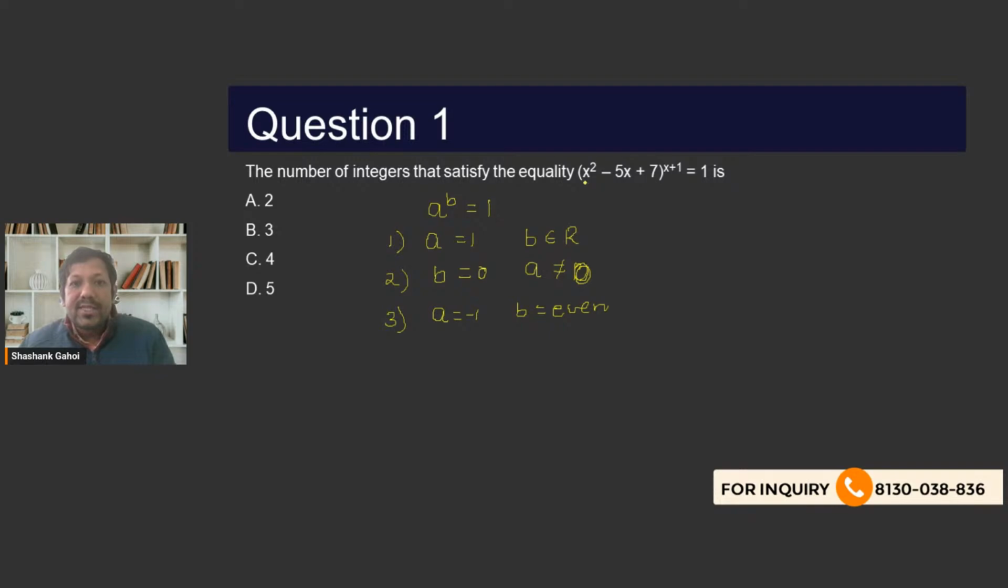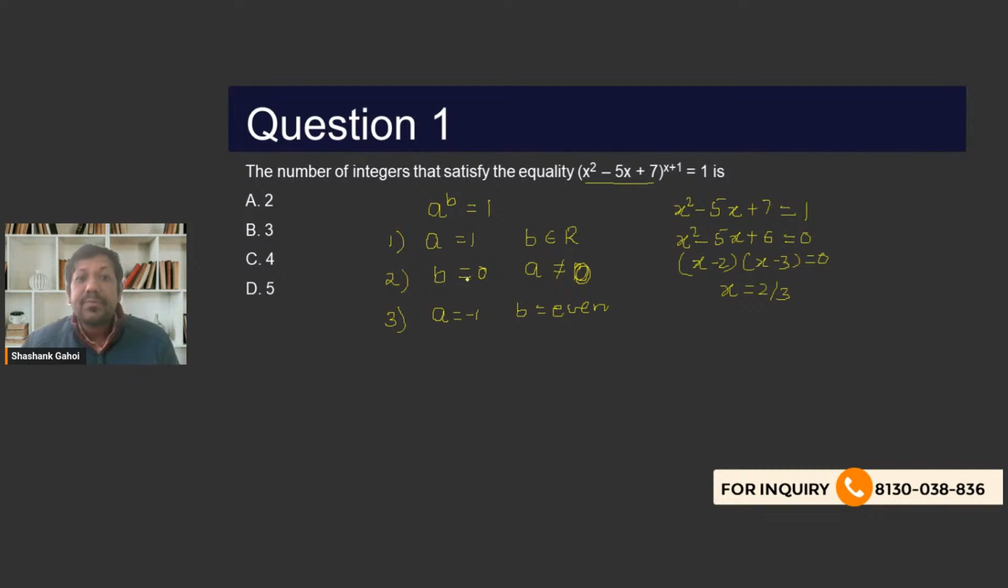Okay, so what is a? That is x square minus 5x plus 7, and that is equal to 1. I'm going for the first inference. So it is going to be x square minus 5x plus 6 equal to 0. Now we can solve it: x minus 2 into x minus 3 equal to 0. So x is going to be either 2 or 3. So two values of x I am getting.